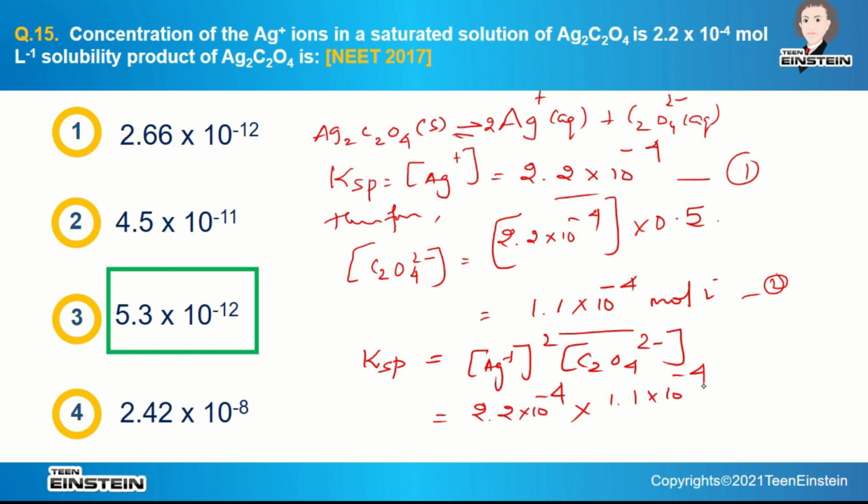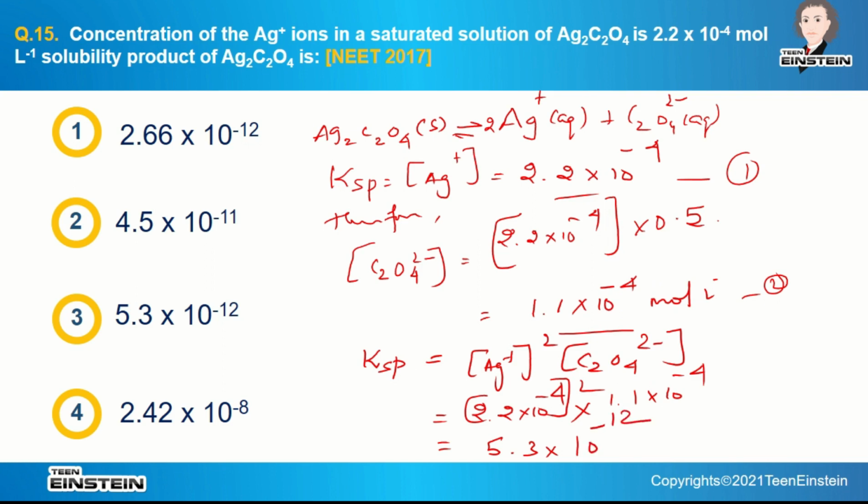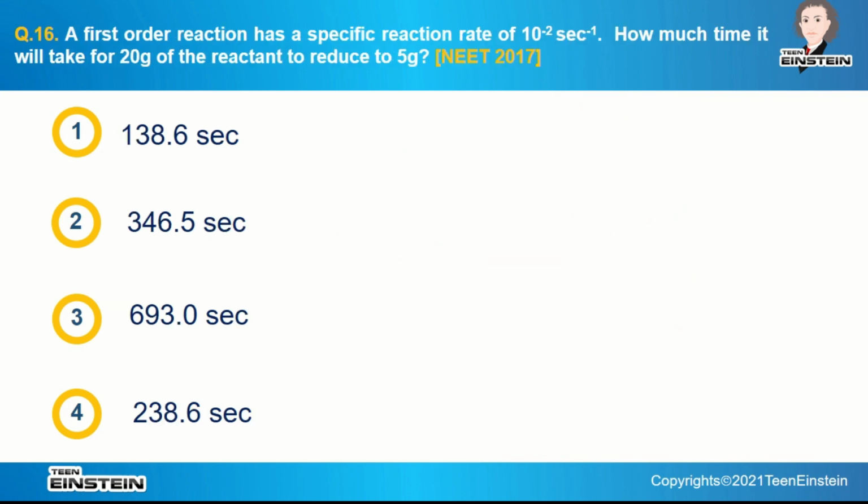So the product is 5.3 ×, so here square, so the product is 5.3 × 10^-12. So the correct answer is option number 3. The solubility product of Ag2C2O4 is 5.3 × 10^-12. So let's move on to the next question.